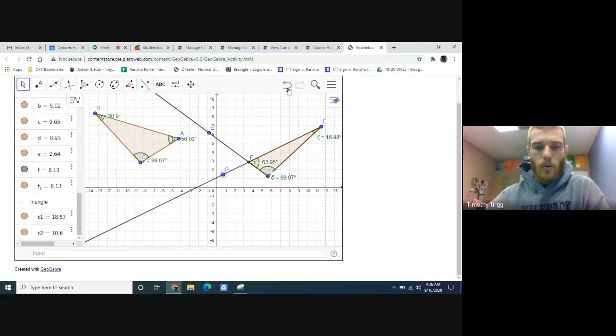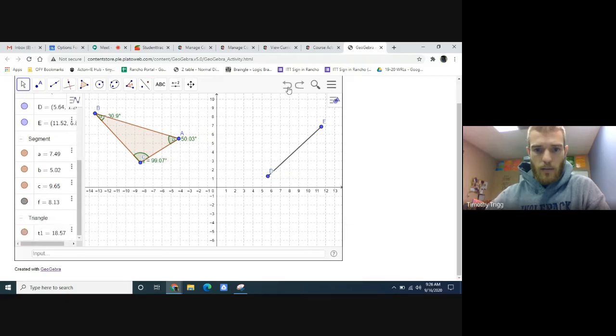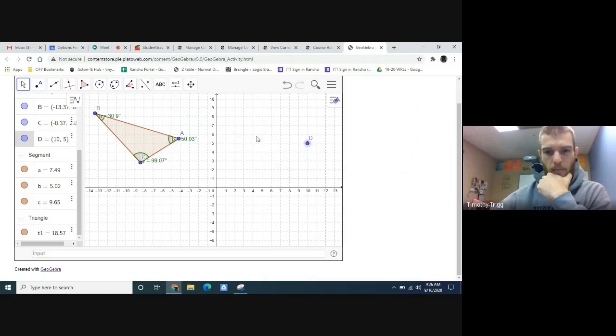So I'm actually going to delete what I had here. Get rid of this, all of this. And I want to make sure DE is going to be parallel to AC here. How do I do that? Well, I'll just put a point. I'm going to move this point. D is going to be like A. And then E will be like C.